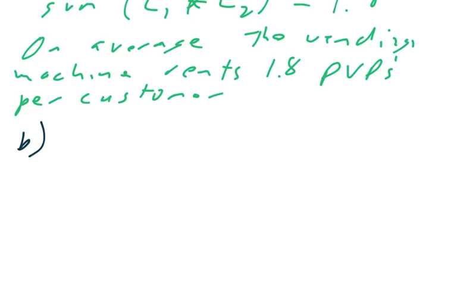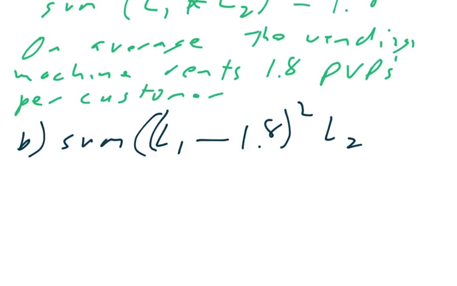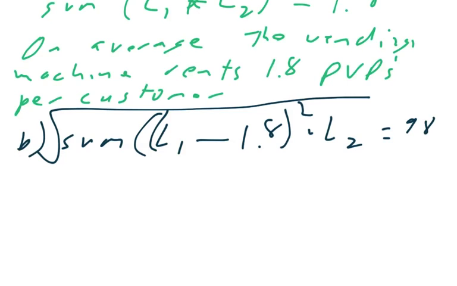For part B, I'm going to do the sum of L1. Don't forget the second parentheses because then you're going to be asking me what's wrong with the calculator. I need to square root this whole thing. So that's going to give me the standard deviation. And that turns out to be 0.98 on average.